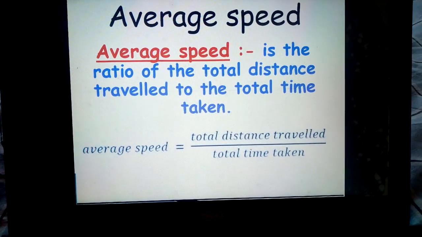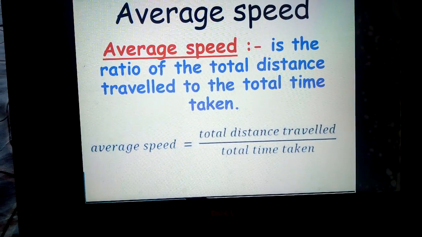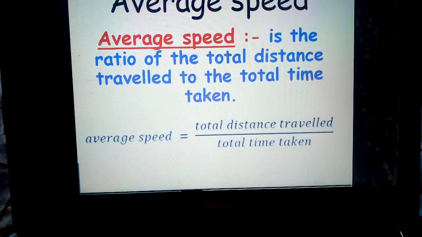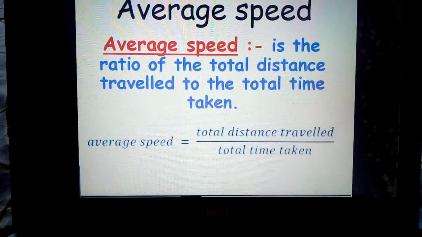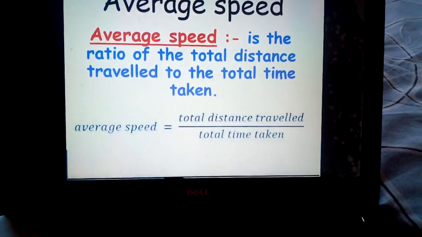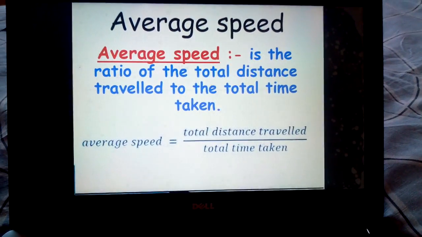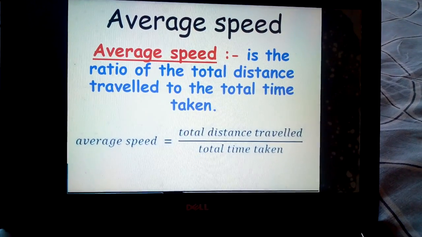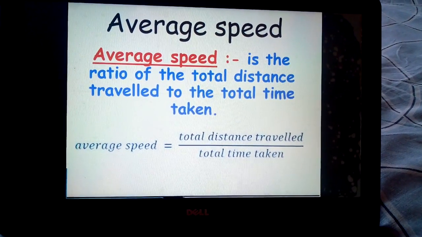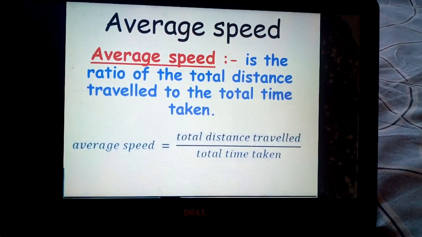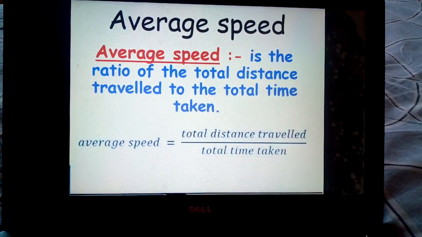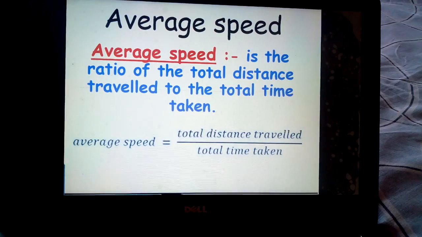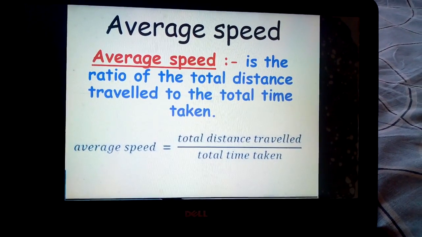Now, when we talk about average speed, it is the ratio of the total distance traveled to the total time interval or the total time taken. Let's take an example for this. I have to cover 100 meters. If I cover half of the distance, that is 50 meters, in 50 seconds, and I cover the next 50 meters in 40 seconds, what will be my average speed? How can I calculate my average speed?